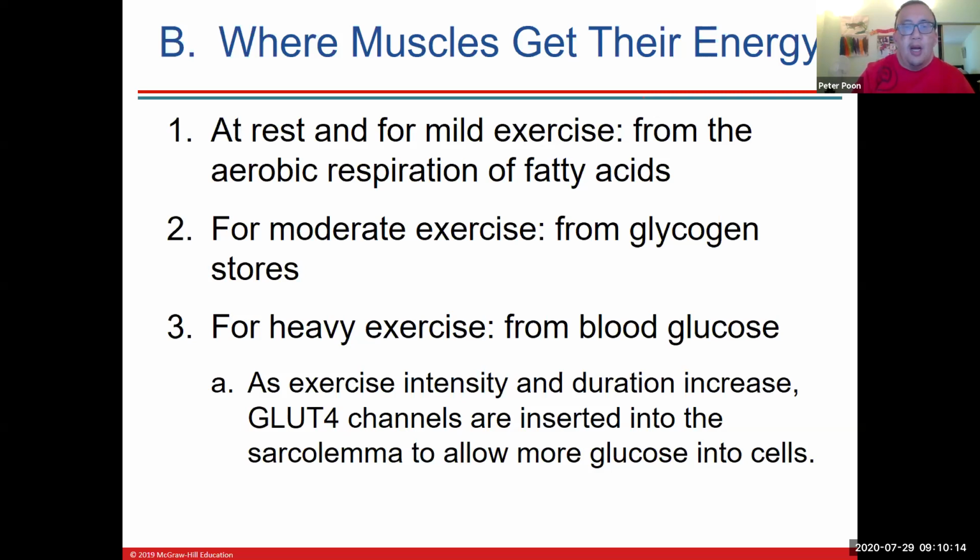As exercise intensity and duration increase, GLUT4 channels are inserted into the sarcolemma to allow more glucose into the cell, so they suck in glucose from the bloodstream.